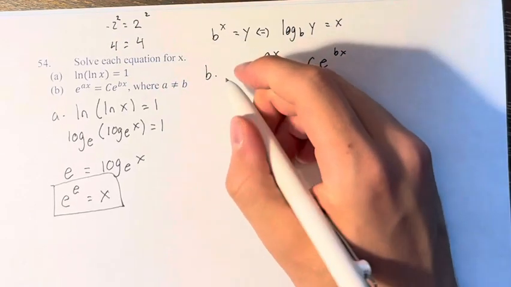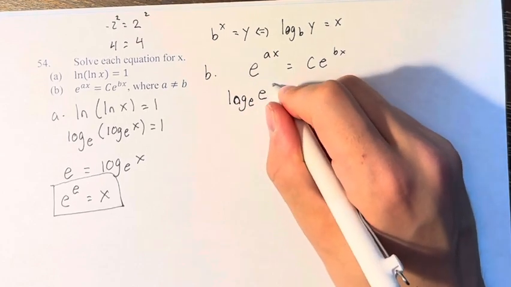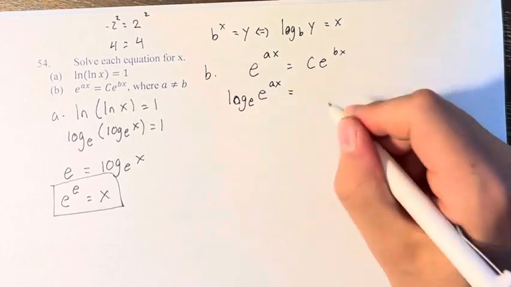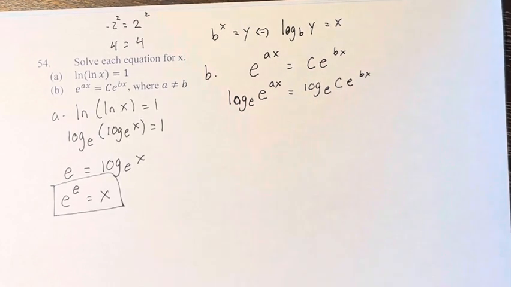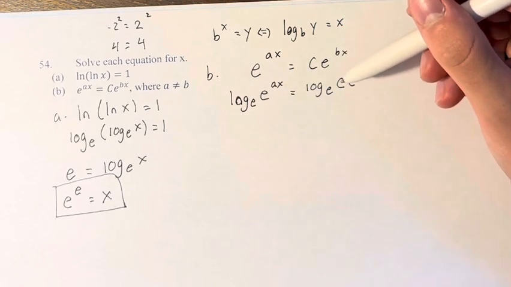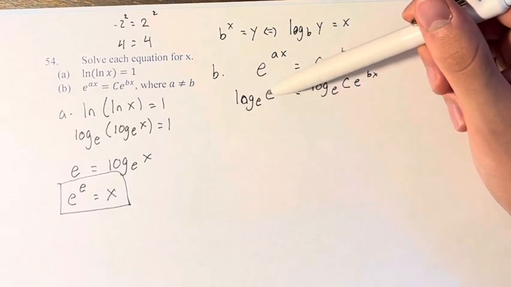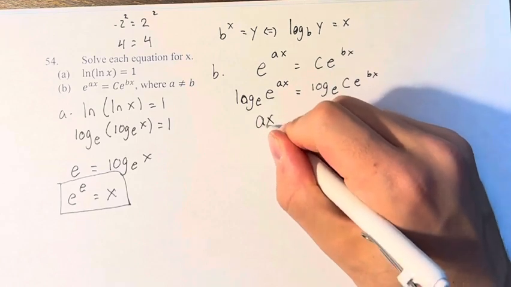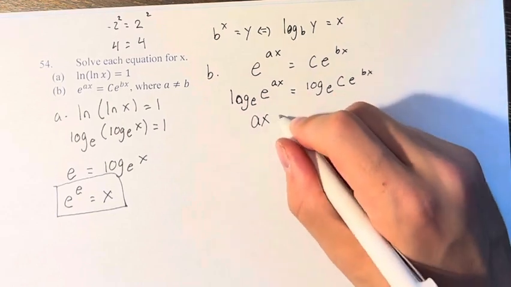However, since it's one-to-one, we can take ln, which is log base e, of e to the ax is equal to log base e of c e to the bx. So if we have here a log base e of e to some power, you can think of it as the exponential and the logarithm canceling each other out, and we're just left with ax. Same thing here, but we have a c in the way, so we have to get rid of that first.